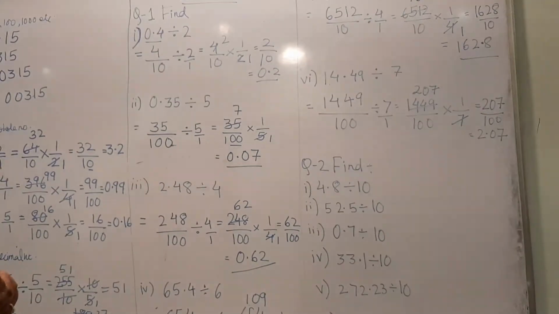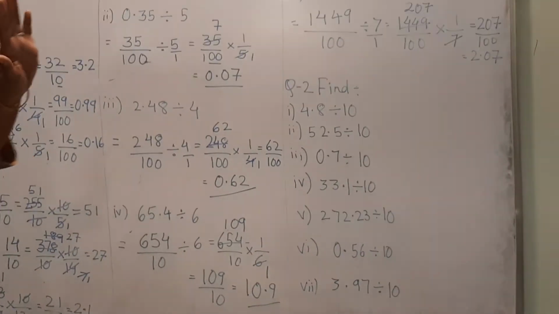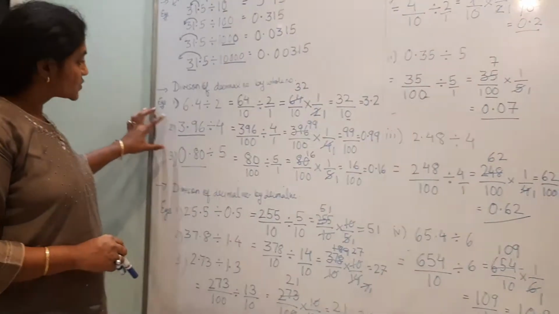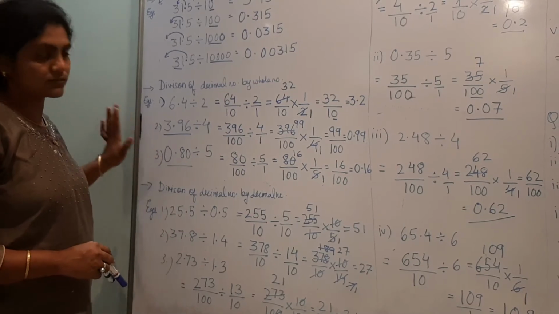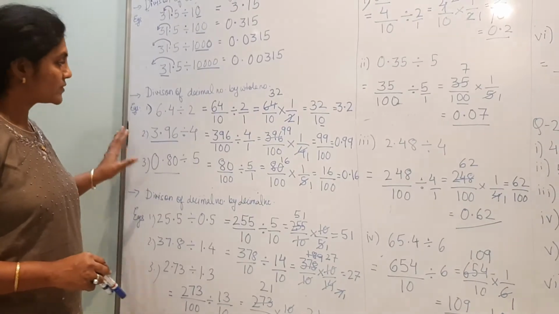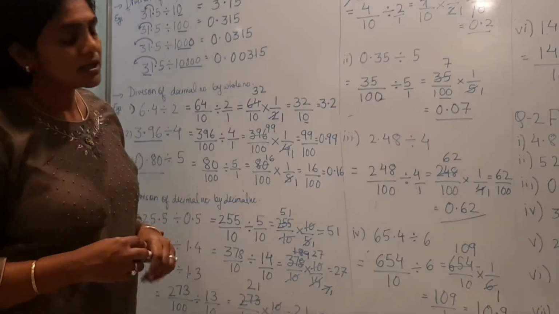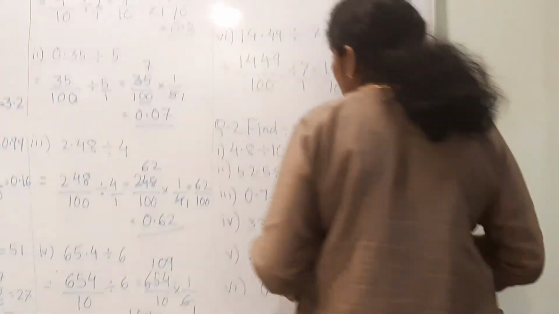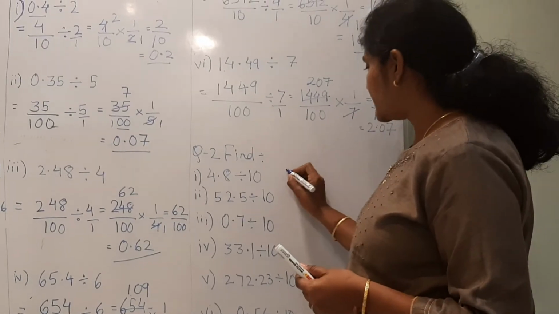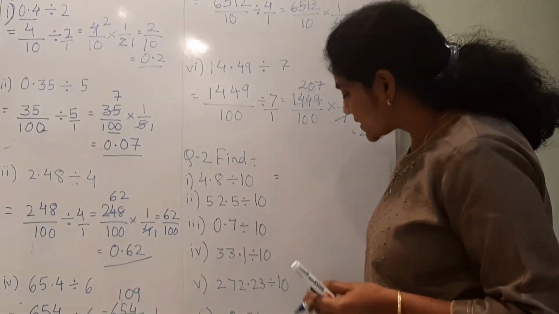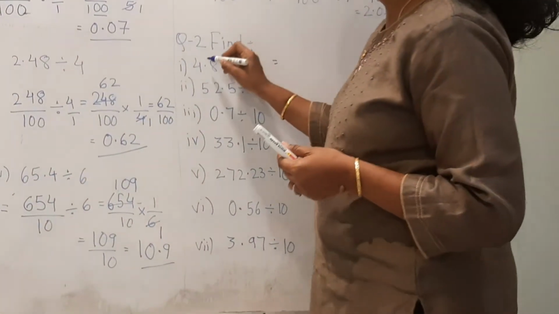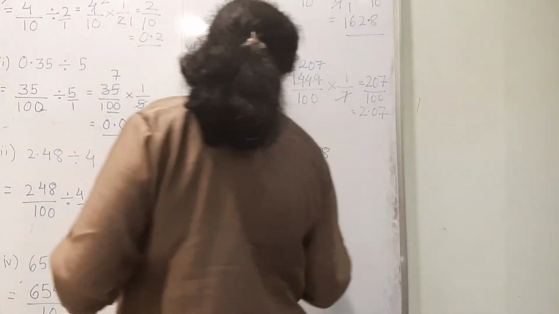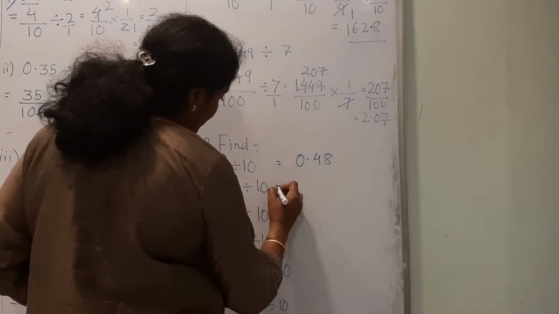Okay. After these are 7th and 8th. I have solved examples over here. So same way you have to solve. Okay. How I have solved here. Now is question 2. Very simple. 4.8 divided by 10. Every number divided by 10 will be shifted by one place. So this will be 0.48. Here it will be shifting towards left.